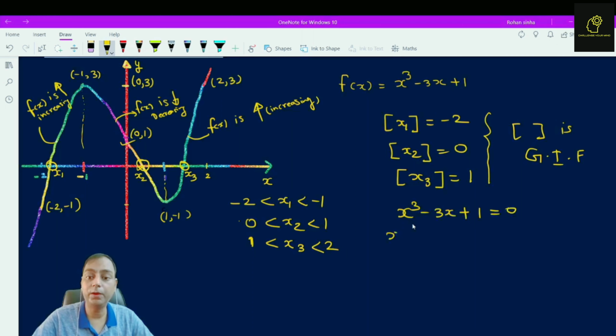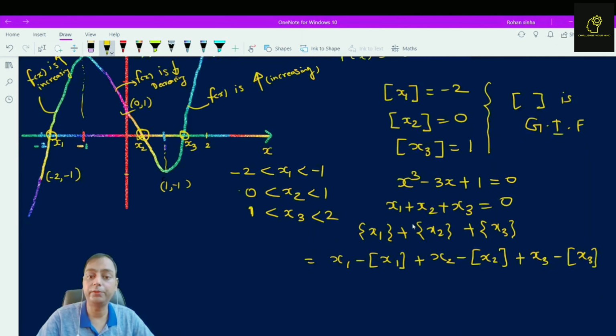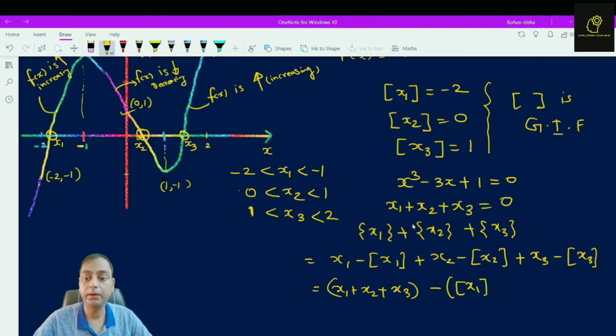Now what about x1 plus x2 plus x3, the sum of roots? This is equal to 0. And what we need to find is the fractional part of x1 plus fractional part of x2 plus fractional part of x3. According to the property, this is x1 minus box of x1 plus x2 minus box of x2 plus x3 minus the integral part of x3. So this is x1 plus x2 plus x3 minus the integral part of x1 plus integral part of x2 plus integral part of x3.